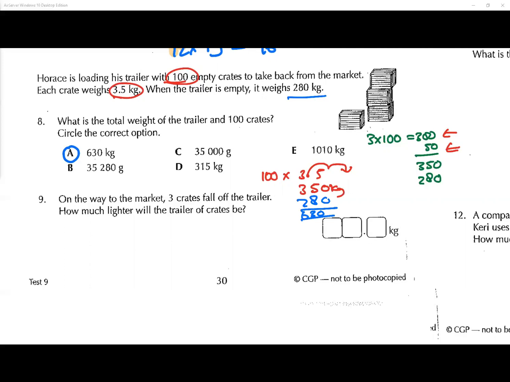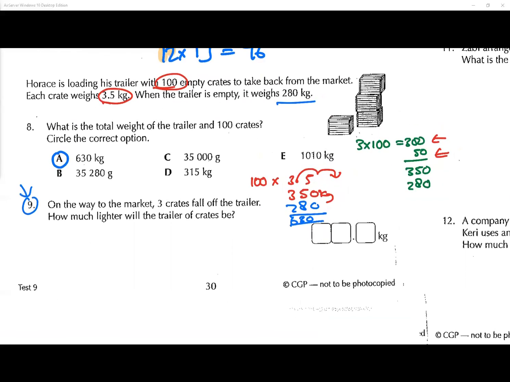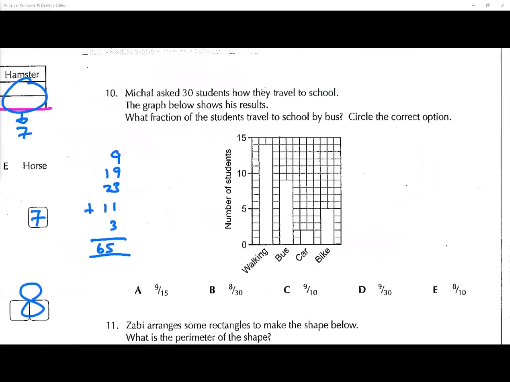Okay, let's have question number 9. Let's have Umeza. Question number 9, please. Unmute. Read. On the way to the market, 3 crates fall off the trailer. How much lighter will the trailer of crates be? So what do we do? You take 3.5 and you times it by 3. Which is? 10.5. And that's done. Lovely.